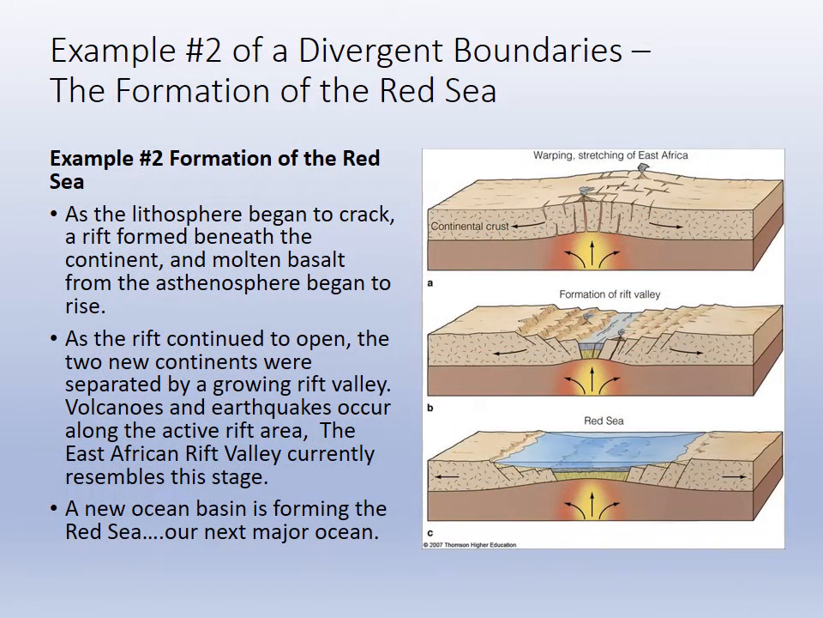So this is how it begins. You get warping and stretching like the East Africa, and then you have a rift, the East African Rift Valley. Incidentally, that's where we can trace our human roots to, the East African Rift Valley. Finally, you have an embryonic ocean, in this case the Red Sea.